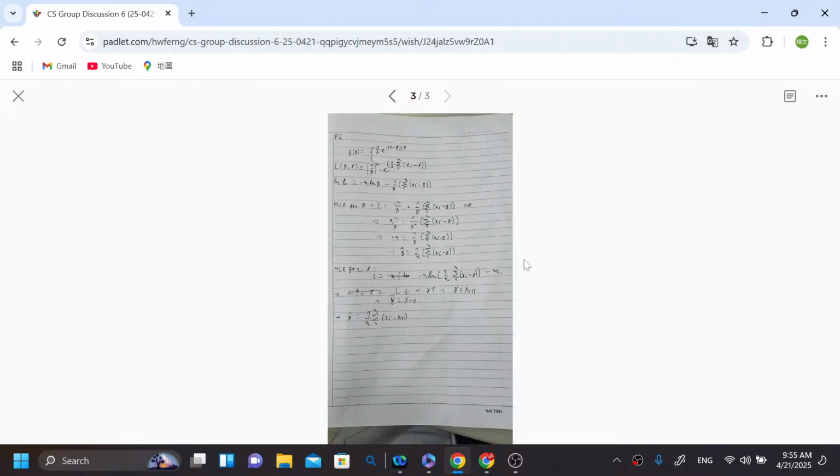So we will have the function of beta and gamma. This is the likelihood function, the likelihood function of average. So we will calculate the log likelihood of this function.